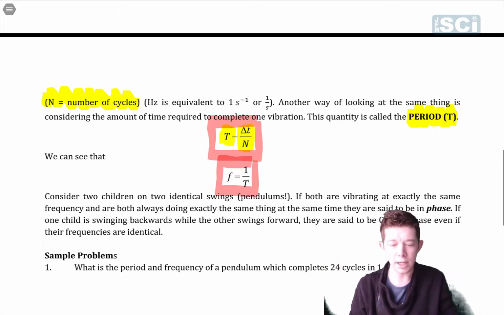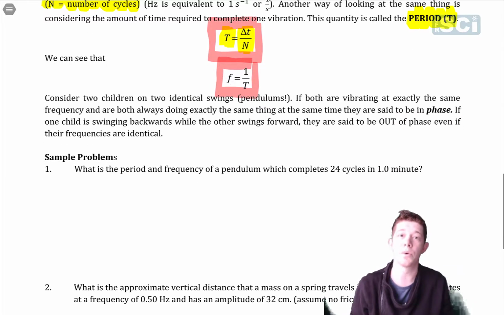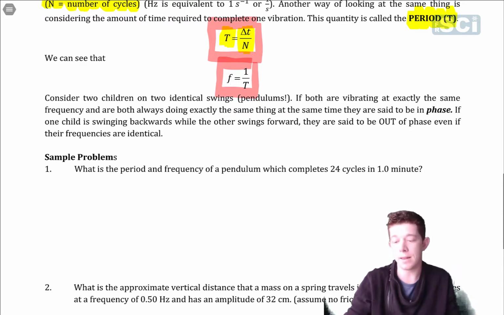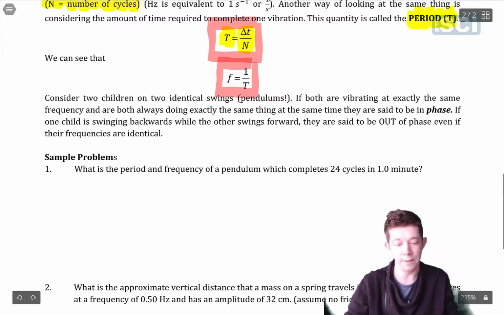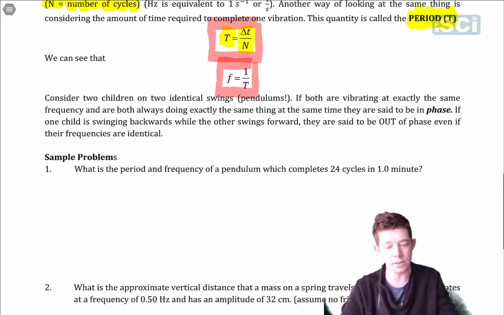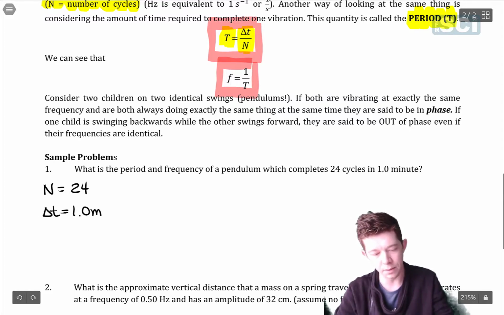Okay, so let's look at a couple examples of these types of definitions. So we're looking at frequencies and periods and phases. So our first example here says find the period of a wave and its frequency if this pendulum undergoes 24 cycles in 1 minute. So let's write down what we know. So the number of cycles is 24, and the time, delta t, is 1 minute, or 60 seconds.